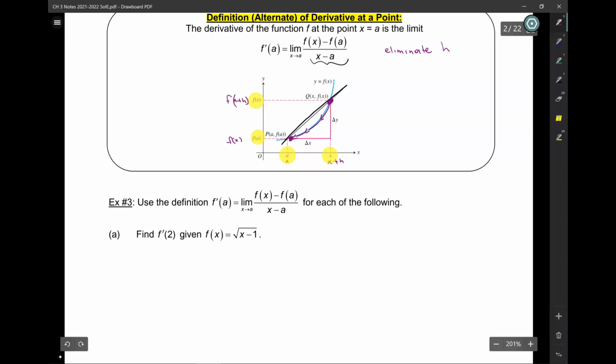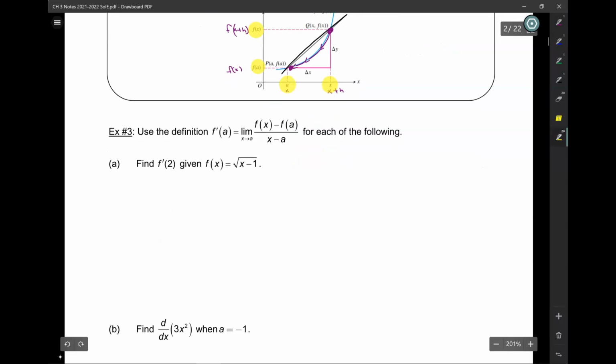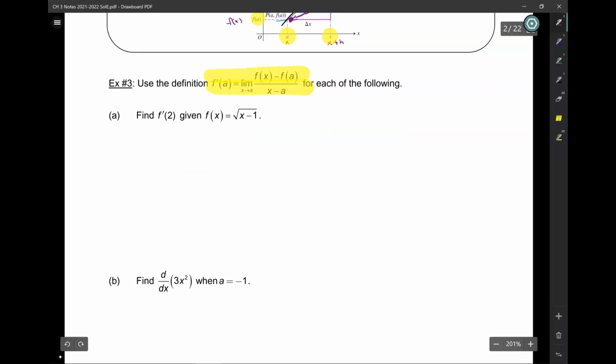Okay, so with this new formula, let's find f prime of 2. Okay? All right, so what are we doing here? We're going to find f prime of 2. What does that mean, f prime of 2? We want to find the slope at a equals 2. Okay?